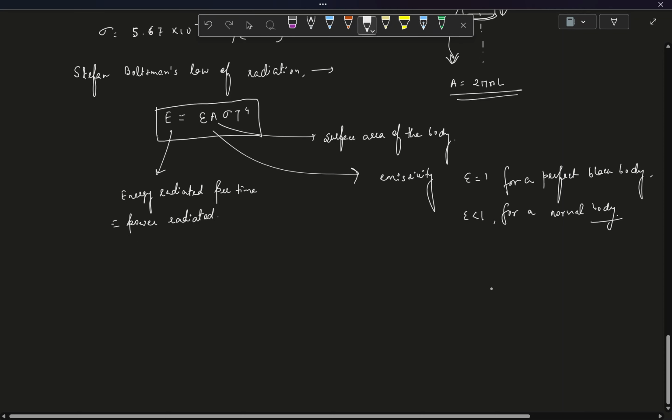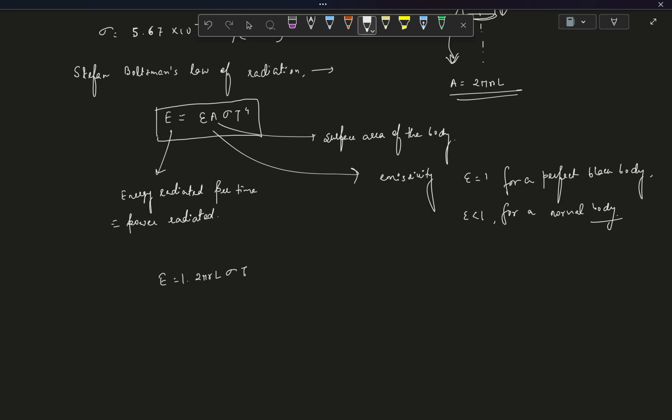So the energy emitted per time, or the power emitted, is in watt or joule per second. With epsilon equal to 1, E is equal to 1 times 2 pi r L sigma T to the power of 4. From here, if you have to find T, then T is equal to E divided by 2 pi r L sigma, all to the power of 1 by 4. This is the whole formula.